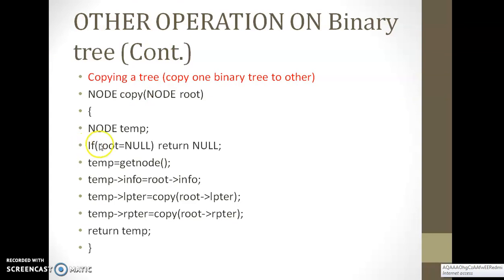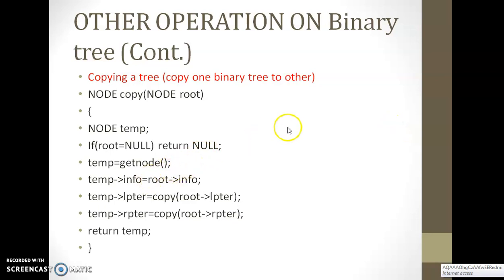Initially I'm going to create a temp node. Temp is the new tree I'm going to create, so that we can copy all the information from the existing tree to the new tree. If the root itself is null, no need to copy, just return null. Temp equal to get node, a new node is created for the second tree. Temp pointer info equal to root pointer info. So temp becomes the root of the new tree. The root information will be copied into the next tree.